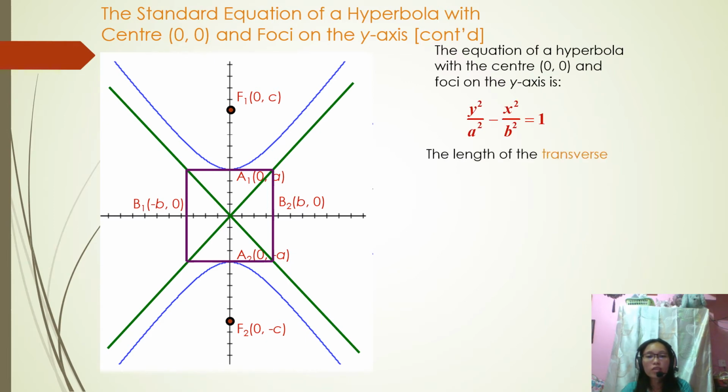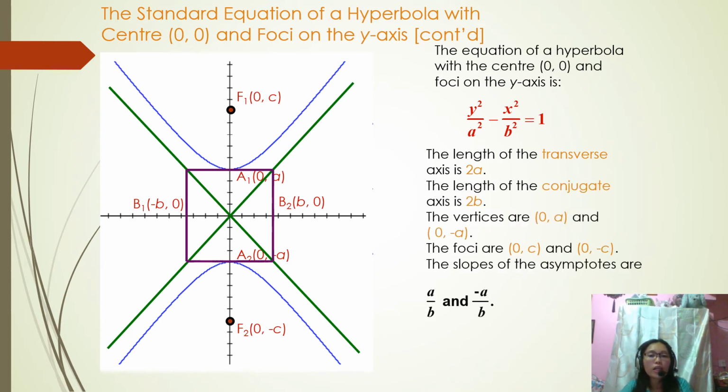Alright. So we have here the case on the y-axis, so our equation is y squared over a squared minus x squared over b squared. The length of the transverse axis is still 2a, no matter where the placement is. Whether vertical or horizontal, the transverse axis is always 2a, and it is always longer than our conjugate axis.